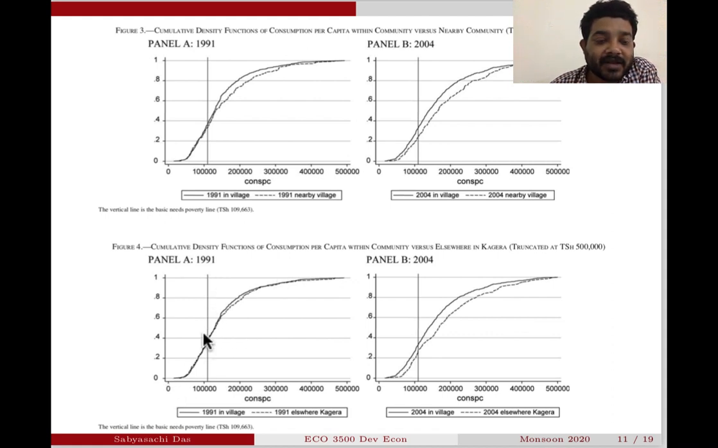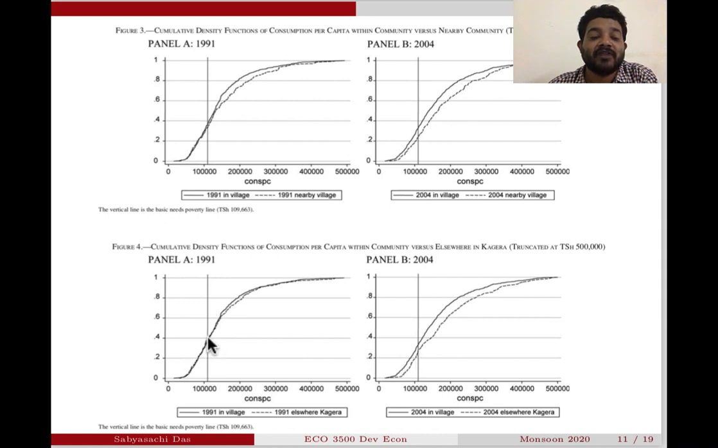If you compare the 1991 consumption distribution of people who stayed back in the village versus people who moved farther away but within the region of Kagera, even their 1991 distributions are very similar looking, they are also identical. But even for them, if you look at what happened in 2004, you see there is a gap. So poverty reduction was faster.